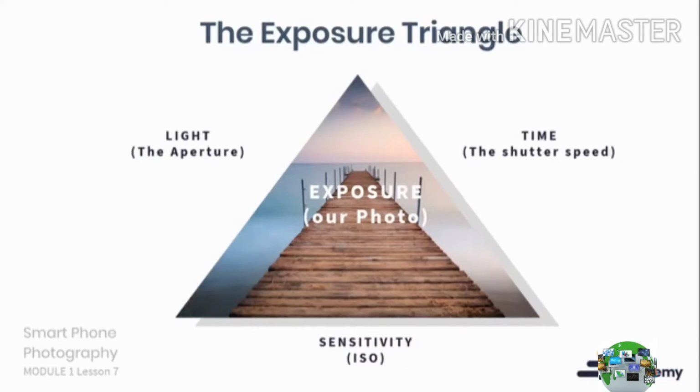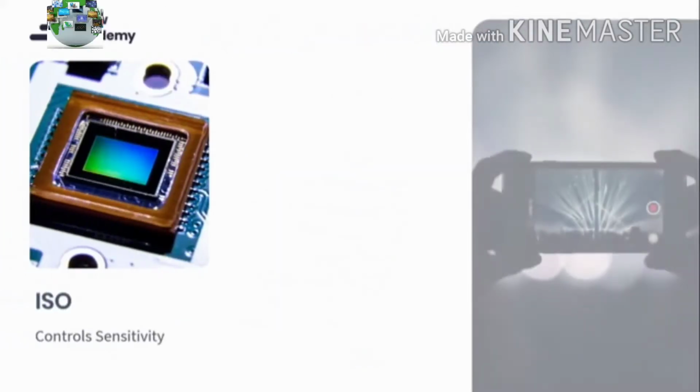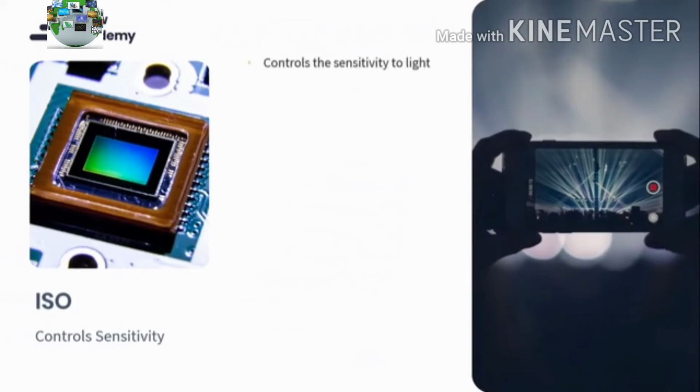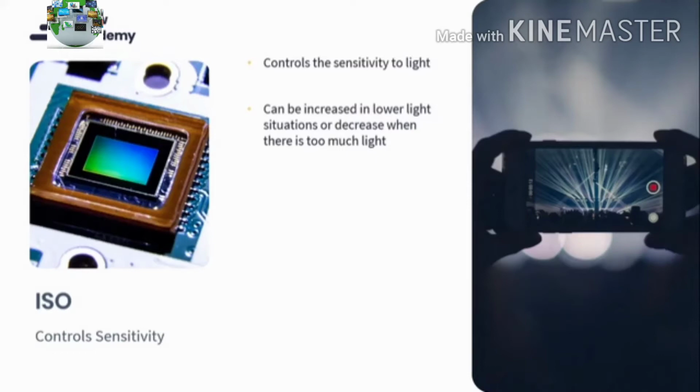But now we have to speak about ISO, the third part of our exposure triangle, which controls the sensitivity, how sensitive our camera sensor is to light. So just a quick review of it. So it controls our camera's sensors sensitivity to light. This means that we can increase the camera's sensitivity for situations where there is less light, or we can decrease it when there is too much light.